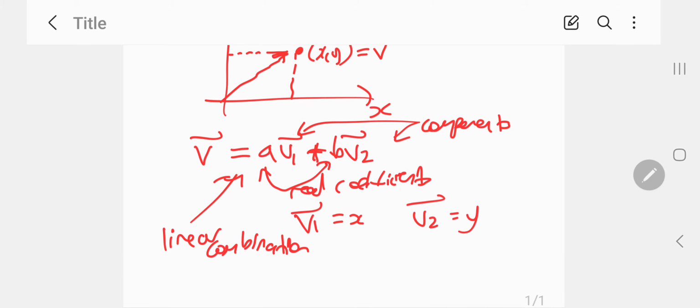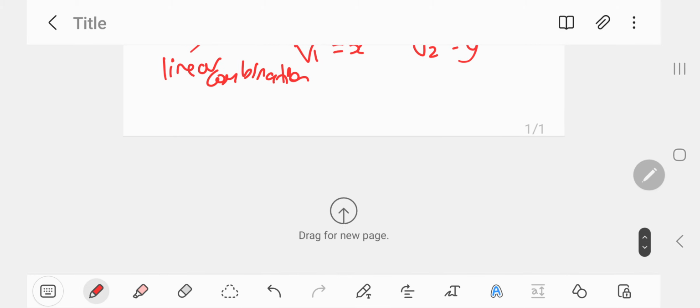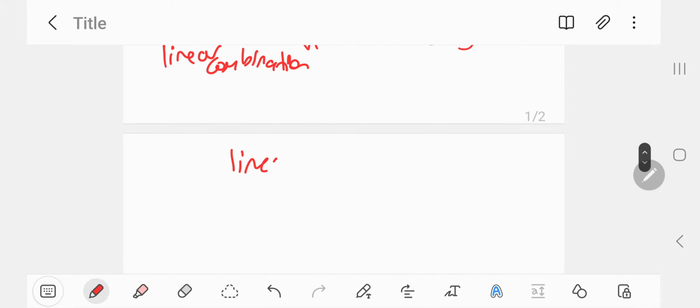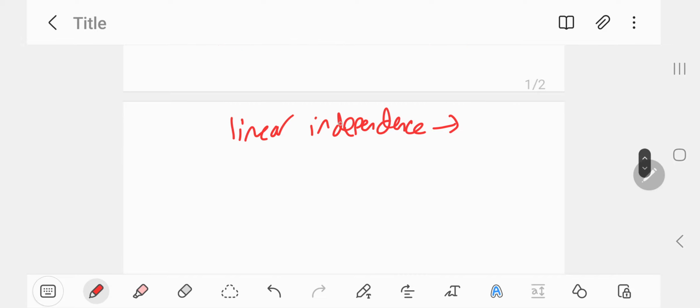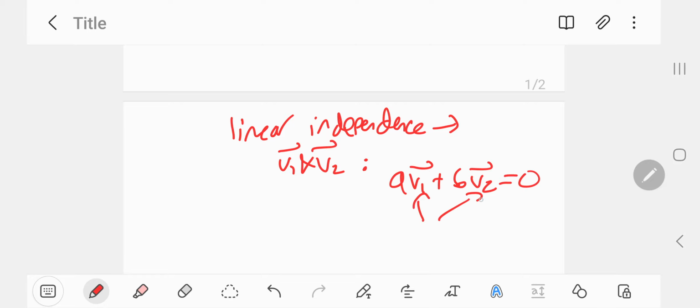There's a property of vectors I should mention as well, called linear independence. In the case of two dimensions of space, the vectors v1 and v2 are said to be linearly independent if they satisfy the following condition. If you multiply them by constants a and b and get 0, they're called linearly independent. In other words, a equals b equals 0 is the only combination that works.